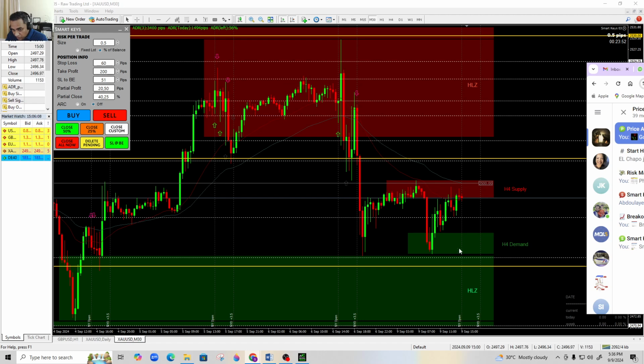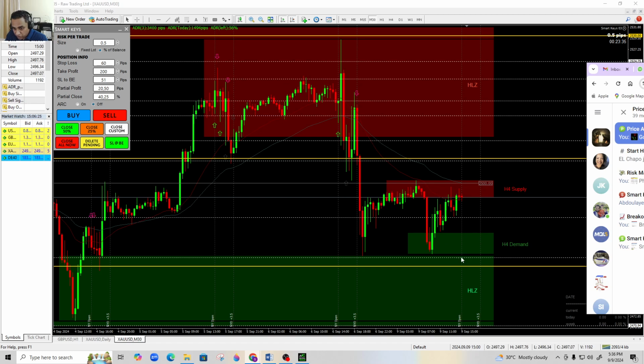Do not take a sell trade in this green box. Wait for price to break. But if you break this, there is another demand zone here, so be very careful, because price can pull back a little bit and then just continue up again, right? Because we've got a big demand zone up here as well. We've got a big demand zone here, so be very careful.